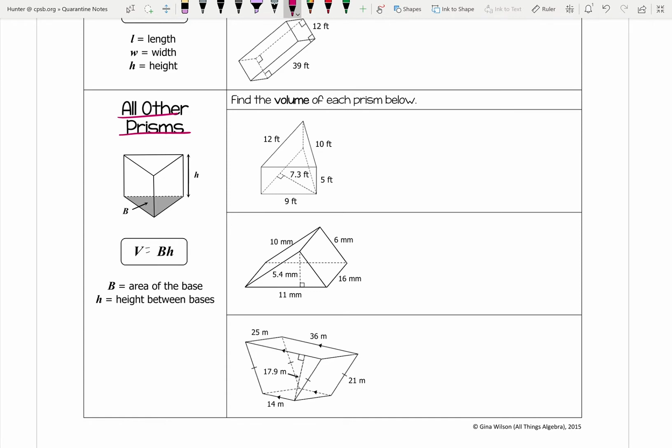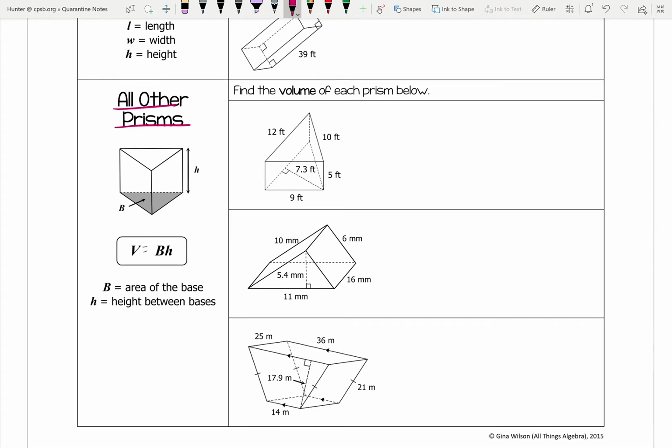Next, let's generalize this volume to all other prisms. Okay, this gets a little bit trickier, but not much. Kind of similar to what we did for surface area, but now we want to find the volume. So what we need to do is we need to take the area of the base, which would be our capital B, and multiply it by the height of the prism, which is just the distance between the two bases. Okay, and our formula is just the capital B times the height.